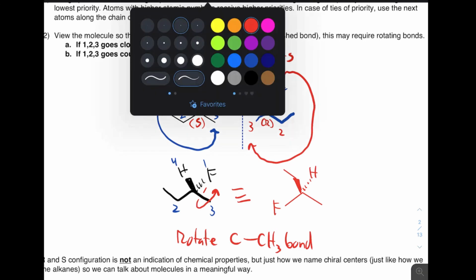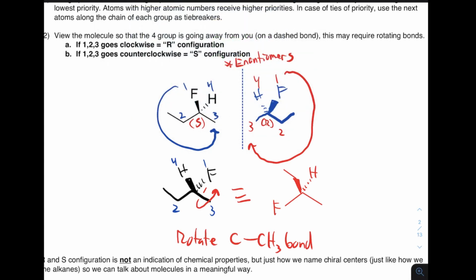Right, so again, looking at these groups now, we have fluorine 1, ethyl 2, ethyl 3, and hydrogen 4. Looking at these positions, going from 1 to 3, we have our clockwise configuration. So this carbon is still our R configuration. So we're going to be doing some practice with rotating bonds and getting good at being able to tell when we have an S versus an R configuration, okay?